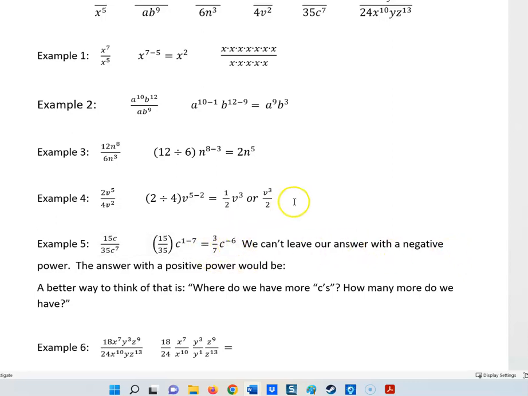Well, it doesn't jump into the numerator like it did up here. If it's a negative, it's going to jump into the denominator. And so we're going to have 3 over 7 c to the 6. Now we have 6 as a positive exponent, so that's good. We got rid of that.